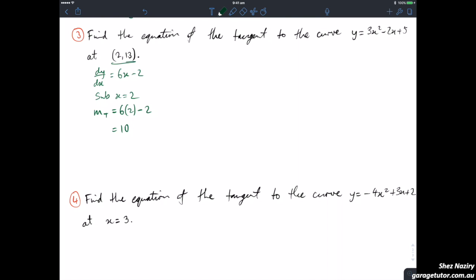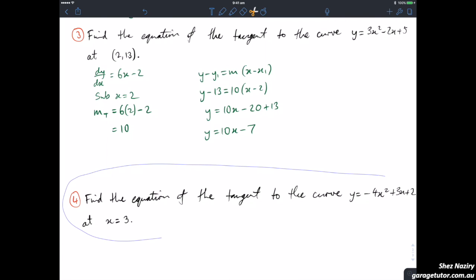I've got a point of (2, 13). I have enough information to find the equation of this line now. So y minus y1 equals m(x minus x1), and just sub everything in correctly. And make y the subject: 10x minus 20 plus 13. So y equals 10x minus 7. And there you go. Easy? Inshallah. Alright, let's try the next one.